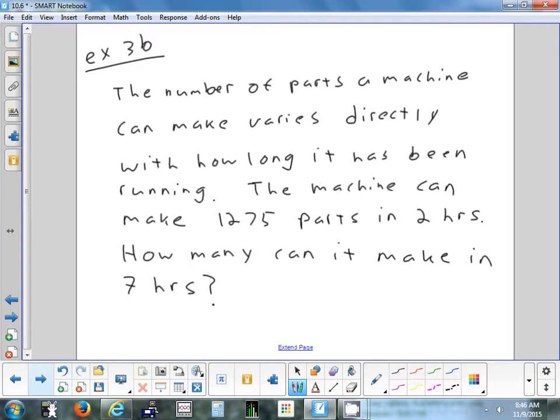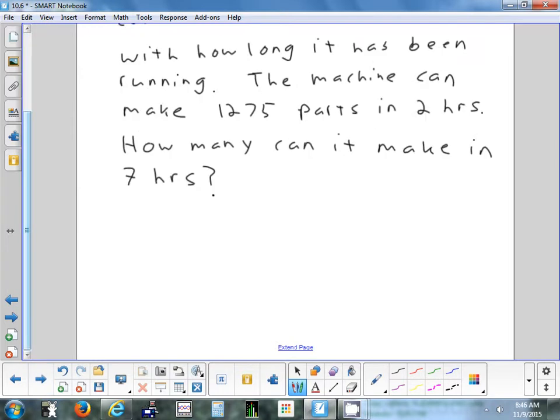All right, so the number of parts a machine can make varies directly with how long it has been running. Machine can make 1,275 parts in 2 hours. How many can it make in 7 hours? What are the 2 things they give me? Kevin, what's one thing that they give me? What's 1 unit? Hours. Hours is 1. All right, I'm going to put that on the bottom because it's second. What else do we have? Parts, right? Good, Zach. I got parts and I got hours.